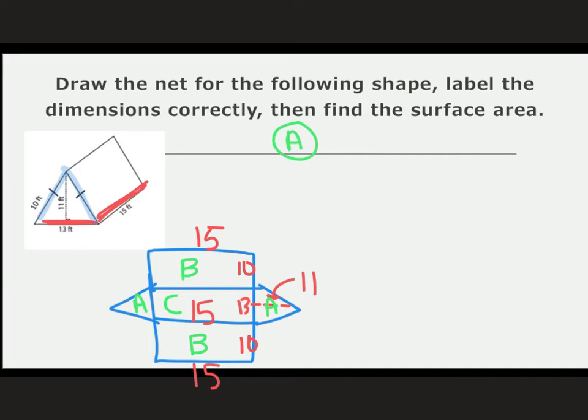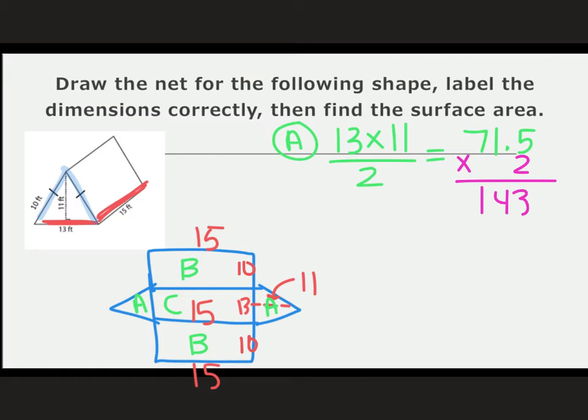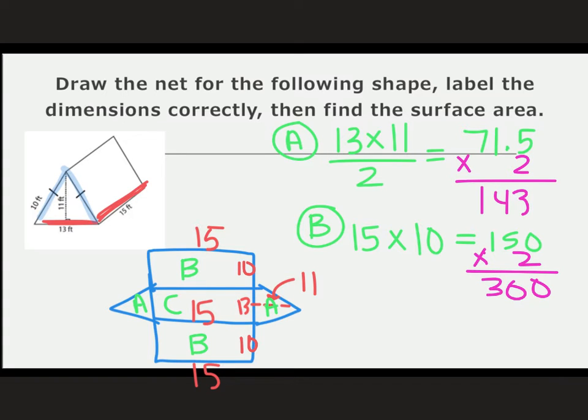Shape A was my triangles, 13 times 11, but divided by 2, because it's base times height divided by 2. Plug that into your calculator, you should get 71.5. But because I have 2 shape A's, I need to multiply 71.5 times 2 to get 143. On to shape B. Shape B were my 2 rectangles that were 15 by 10s. 15 times 10 is 150. But again, we have 2 shape B's, so we have to multiply by 2 to get 300.